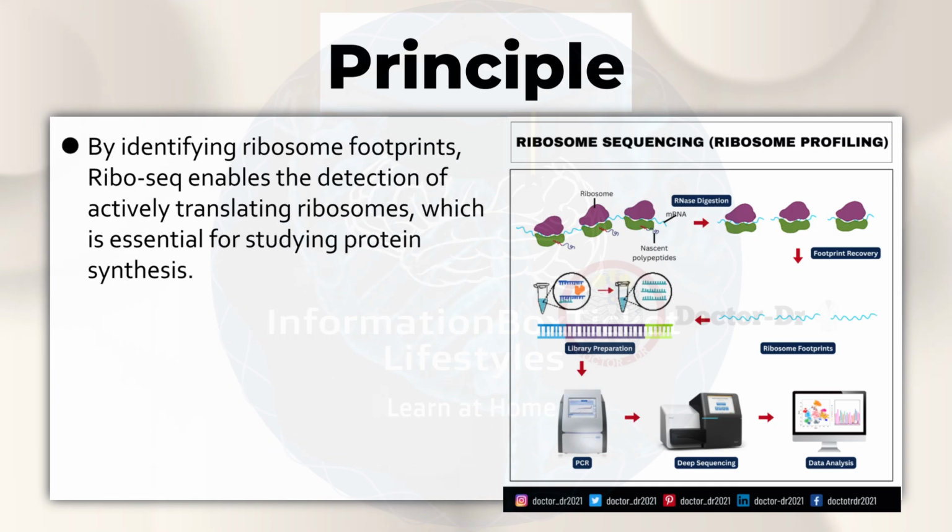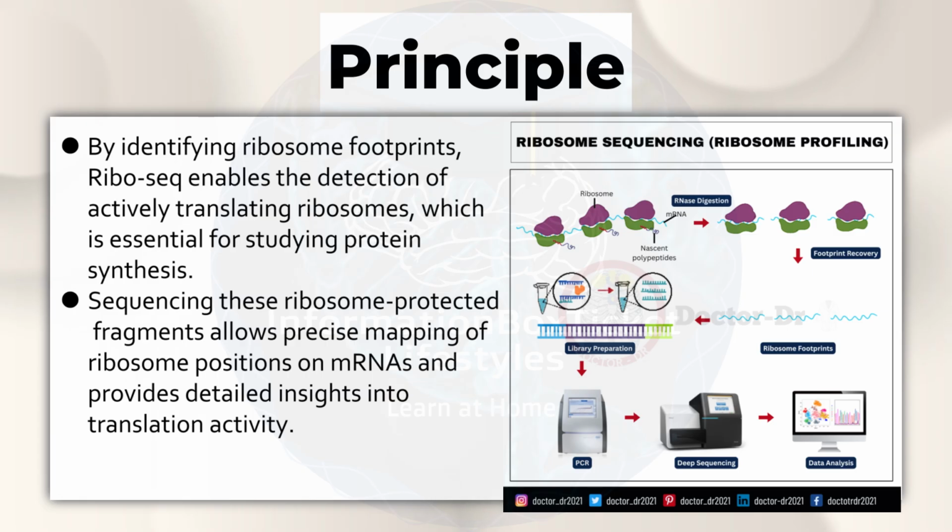By identifying ribosome footprints, ribosome sequencing enables the detection of actively translating ribosomes, which is essential for studying protein synthesis. Sequencing these ribosome-protected fragments allows precise mapping of ribosome positions on mRNAs and provides detailed insights into translation activity.